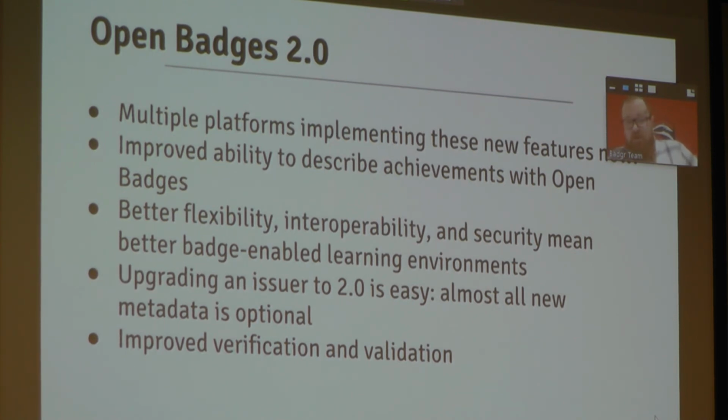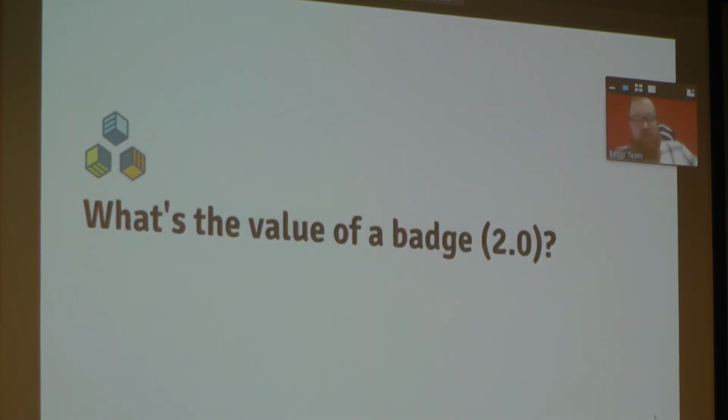Upgrading an issuer to 2.0 is really easy. For authors of those applications that were previously using badges, it's pretty easy to upgrade to 2.0 to start taking advantage of the new features. Just do the basic update first, and then you can add on the cool new features one by one as you need them. And then, of course, as I mentioned, security improvements around verification.